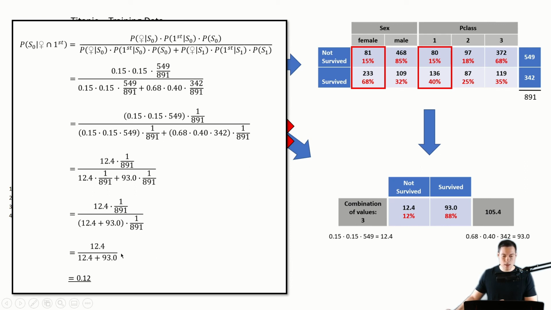And then, as you can see here, we've actually done the exact calculation that we've done here. So 12.4 divided by 105.4. And therefore, we also get the result that there is a chance of 12%. So given that the passenger is female in first class, the probability that the passenger did not survive is 12%, which is what we got in our calculations. So as you can see, what we did here is exactly what we have to do according to Bayes' theorem.